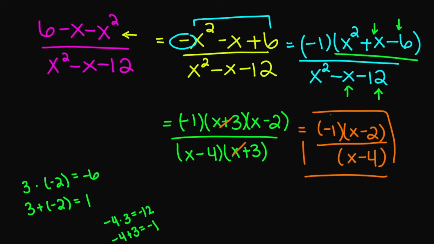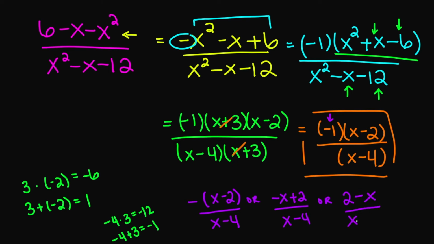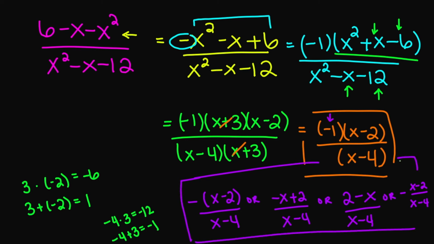And notice here, because we have this -1 on the outside, you can rewrite this different ways. You can write this as negative x minus 2 over x minus 4. You can rewrite it as negative x plus 2 over x minus 4. Or you can rewrite it as 2 minus x over x minus 4. And you can also rewrite it as x minus 2 over x minus 4. So these are some of the answers you may see when it comes to this answer here. So all of these are the same answer.